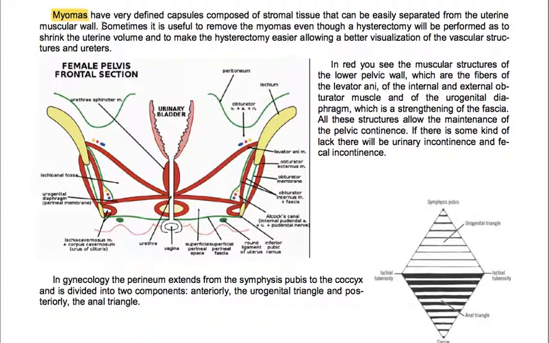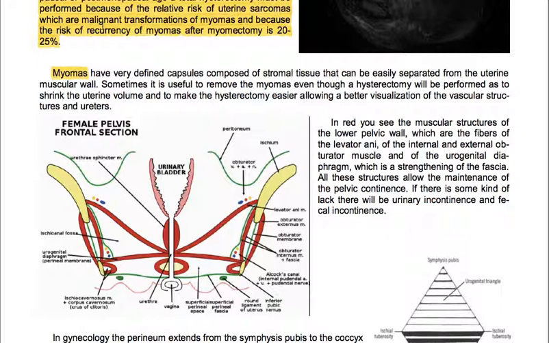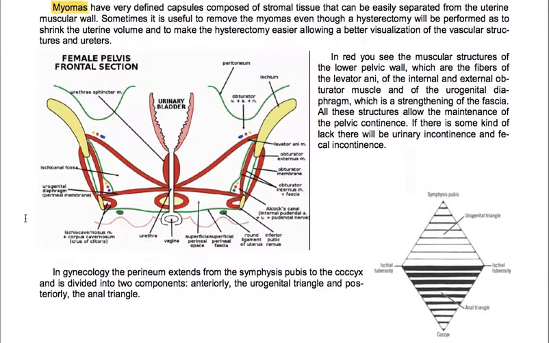And sometimes it's useful to remove the myomas even though a hysterectomy will be performed, so as to shrink the uterine volume and make hysterectomy easier, allowing a better visualization of the vascular structures and ureters. So we can sometimes take out myomas even if we will anyway take out the entire uterus, because it gives a better overview of the uterine structures and vessels, so as to perform better surgery.